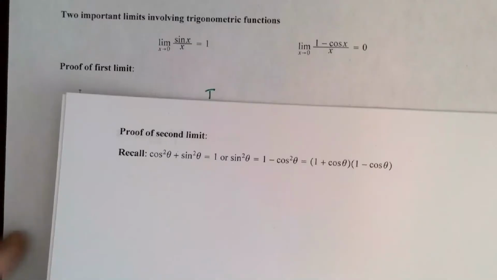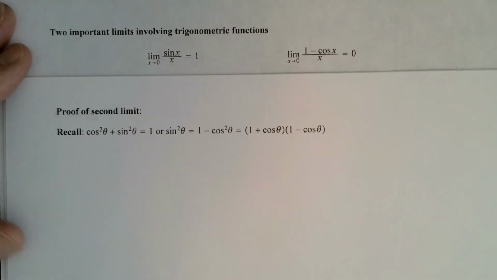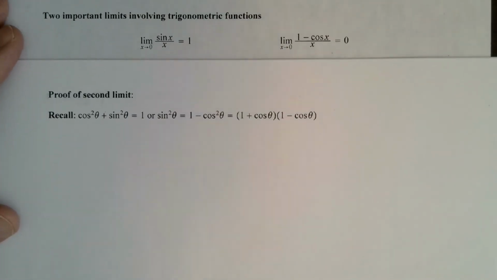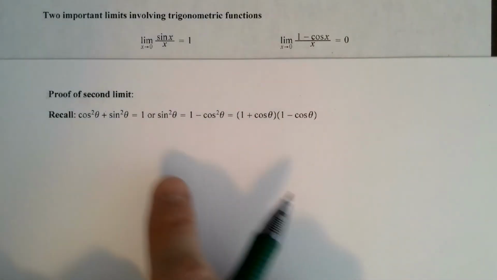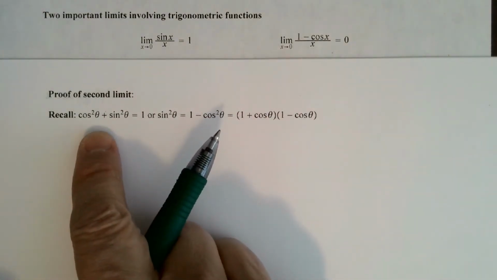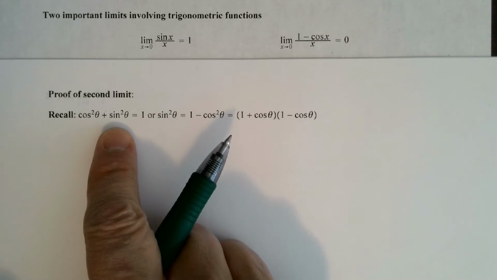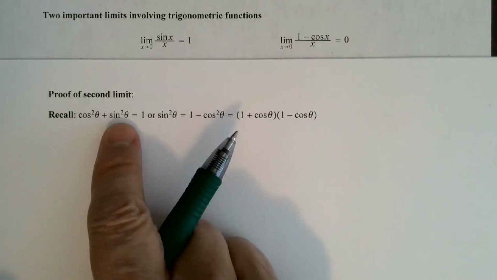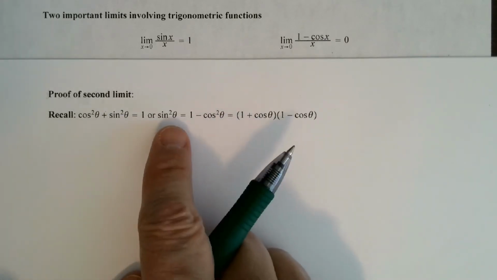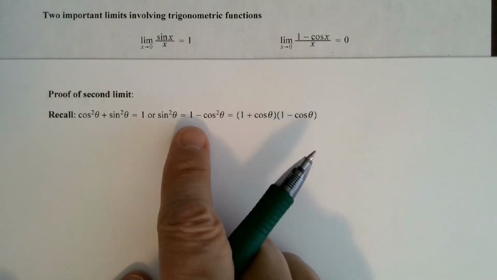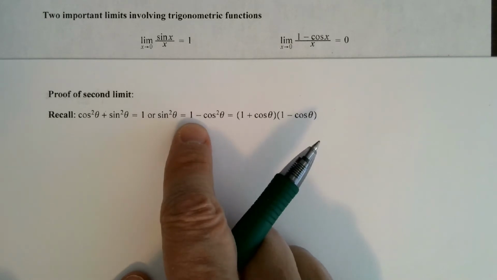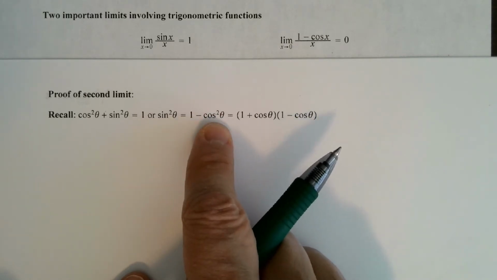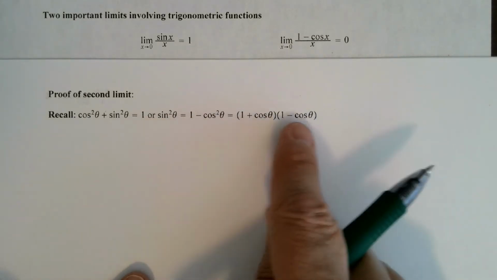Now that we have that in our bank, so to speak, to pull from, I'm going to find this one. And I'm going to recall, first of all, the Pythagorean identity. Right, cosine squared plus sine squared theta equals 1. Well, notice if I solve for sine squared theta, I get 1 minus cosine squared theta. This is the difference of squares, by the way. It's 1 squared minus cosine theta squared, and so I can factor it as the difference of squares.